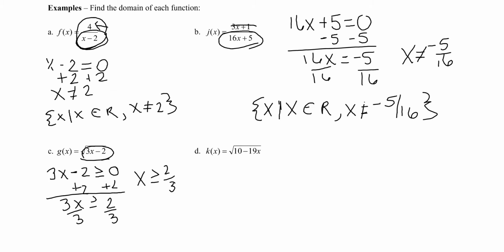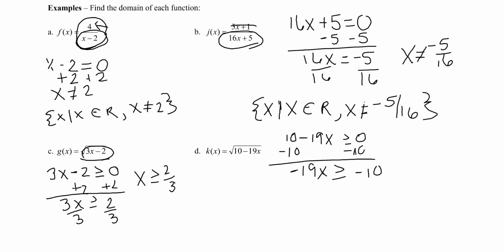All right, for D, same thing. It's under the radical. It's an even root. So we're going to take 10 minus 19x and set it so that it is greater than or equal to 0. We will subtract 10 from both sides. So we get negative 19x is greater than or equal to negative 10. Divide by negative 19.